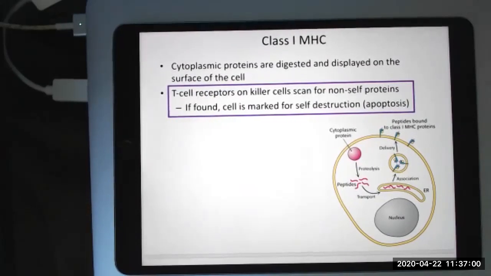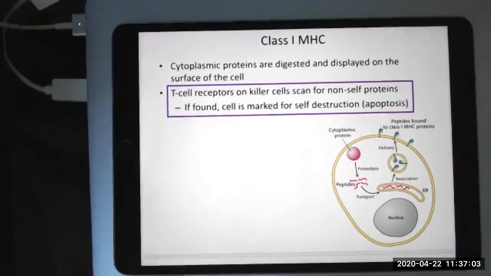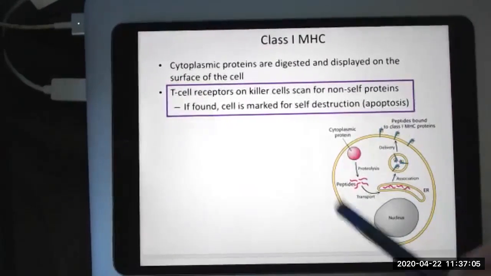Sorry, there's a situation with the dog, stuff like that. So we're going to mark it for destruction.